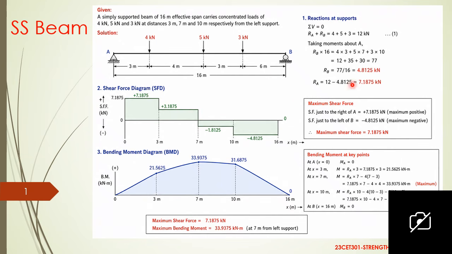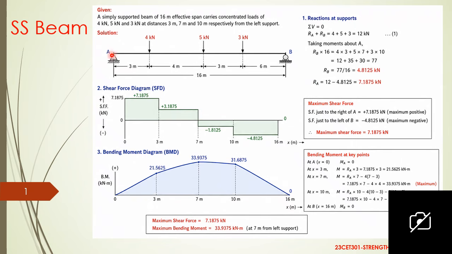How will you find the support reaction? By using equilibrium equation. So the first equation is summation H equal to 0. Since the beam has no horizontal force, no need of using that equation. The second one is summation V equal to 0, that is sum of all the vertical forces in the beam is equal to 0. So simply supported beam, two supports, that means two reactions, that is upward reaction at A, upward reaction at B. So RA plus RB equal to total load on the beam, that is 4 plus 5 plus 3, that is 12 kilonewton.